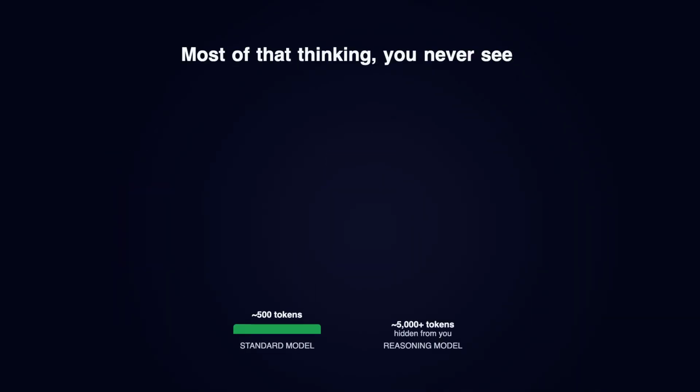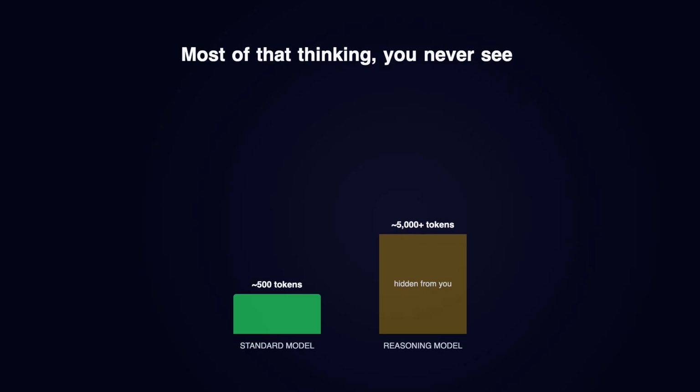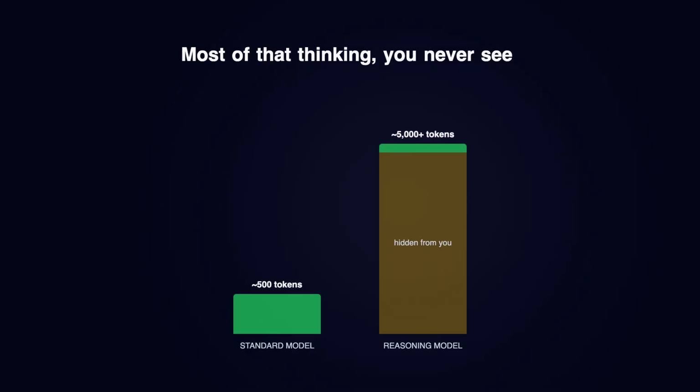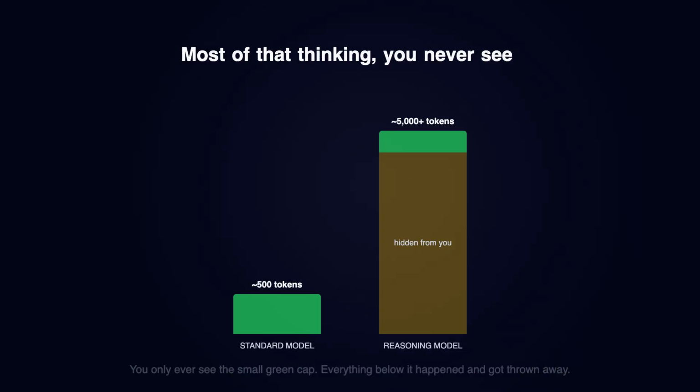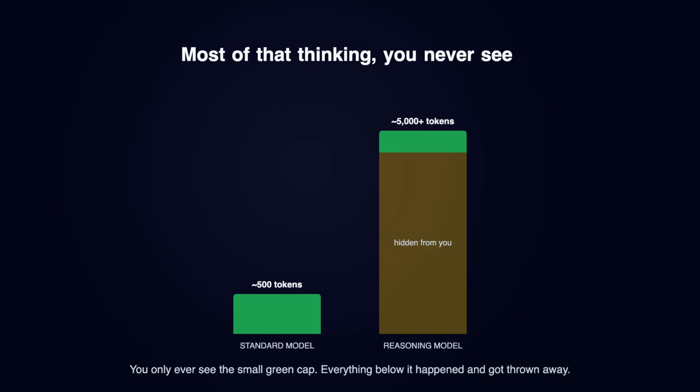The scale of that hidden work is bigger than most people expect. A standard model might use around 500 tokens to answer a question. A reasoning model can burn through 5,000 or more on the exact same question, and you only ever see the small green cap at the top. Everything below it happened and got thrown away before you ever read a word.